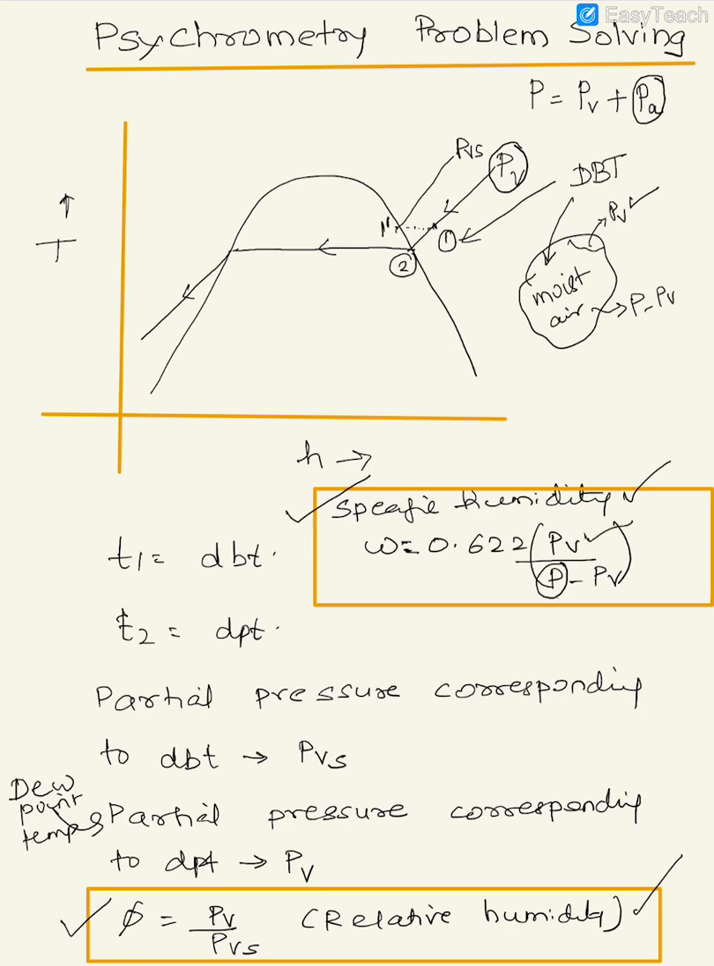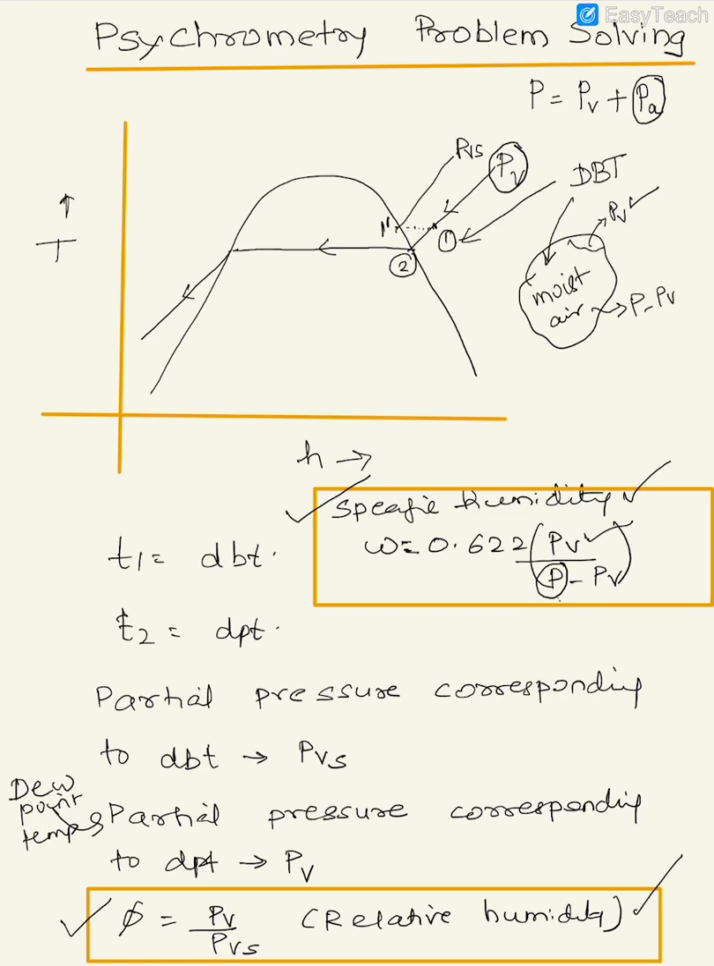PV is the partial pressure of water vapor. It means that it is the pressure exerted by the moisture which is present in the given air. So, if you calculate PV and you know the total pressure, then you can calculate specific humidity by this formula. Omega is equal to 0.622 PV upon P minus PV.